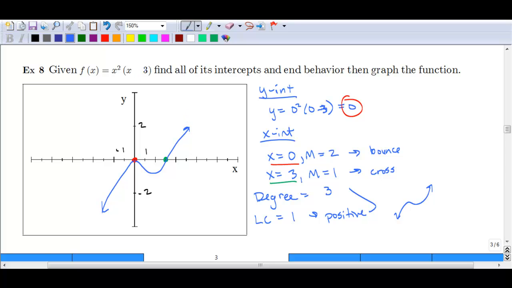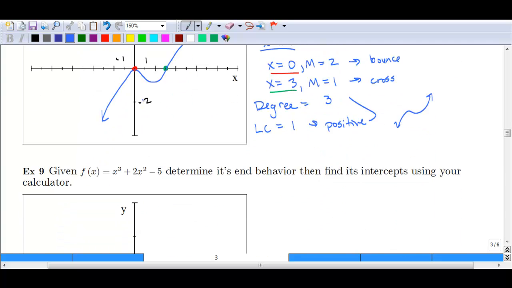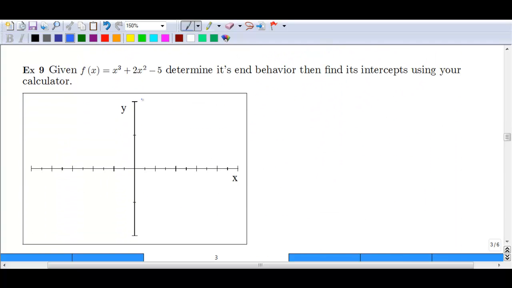So it's really nice when everything's factored, or can be factored. There are times, though, when it doesn't work out so nice. In those cases, it's helpful to use the calculator. So before we get the calculator out, though, let's talk about the degree and the end behavior.